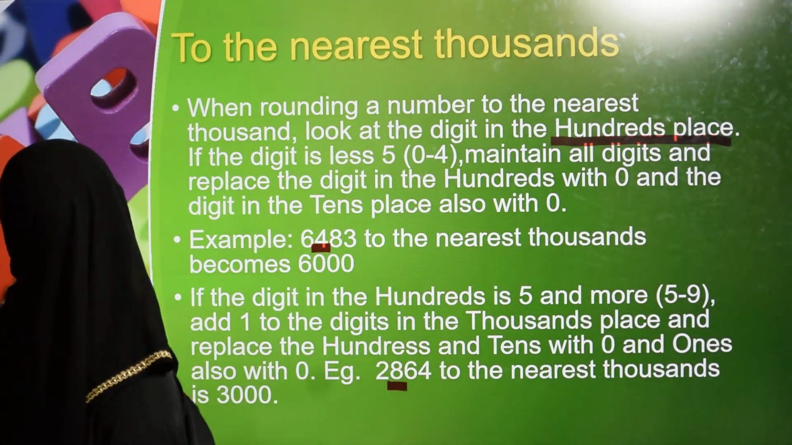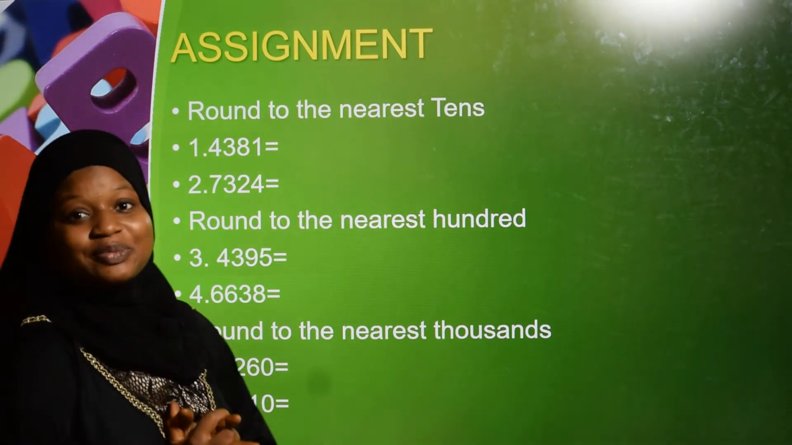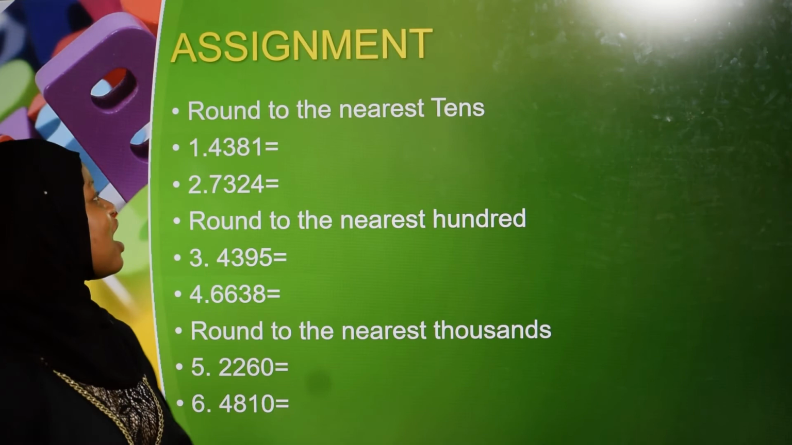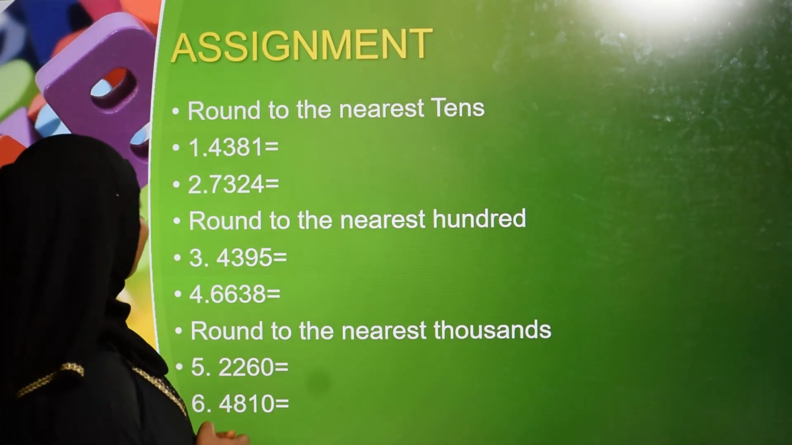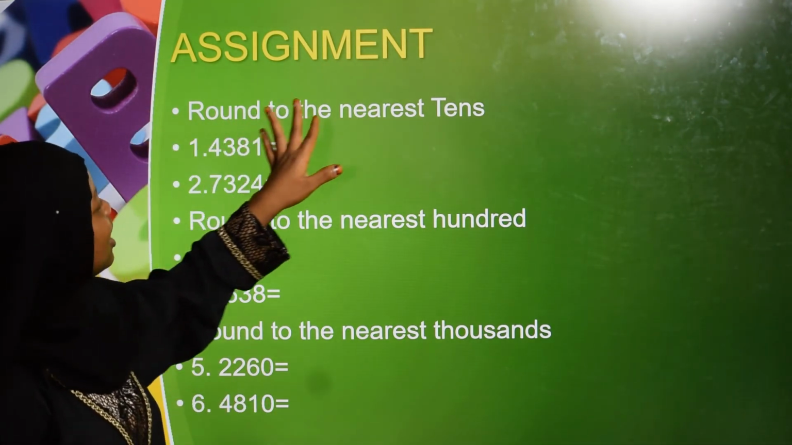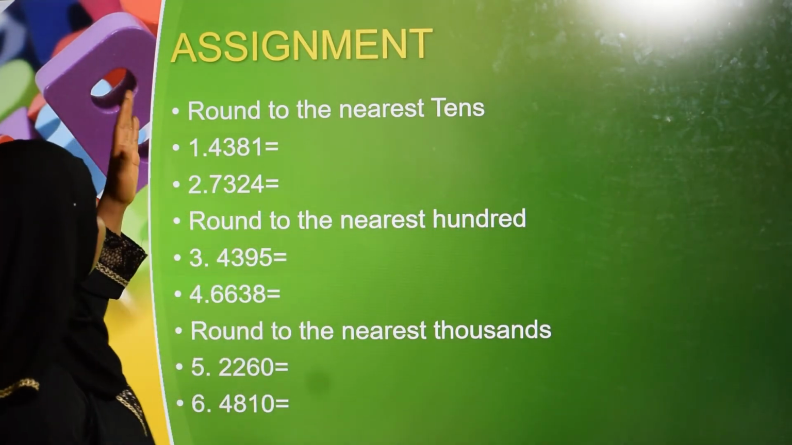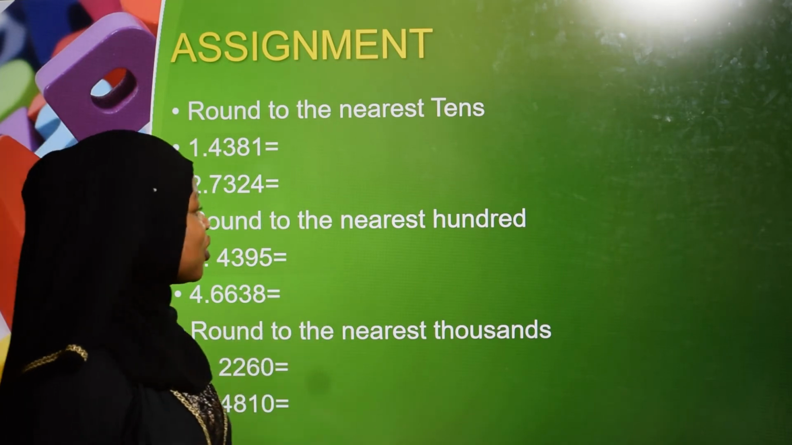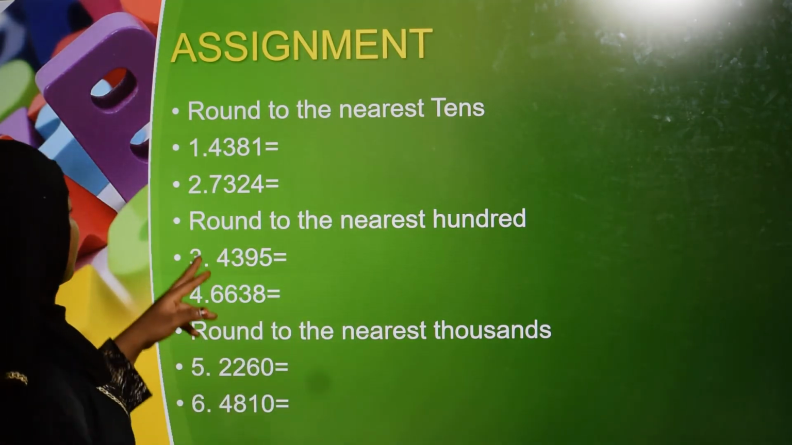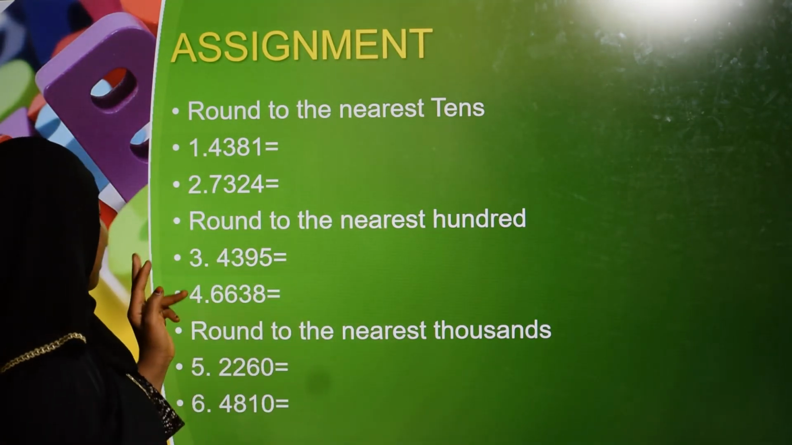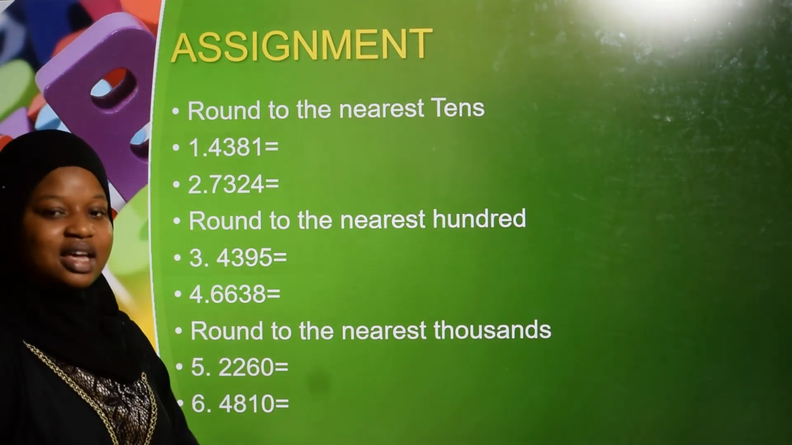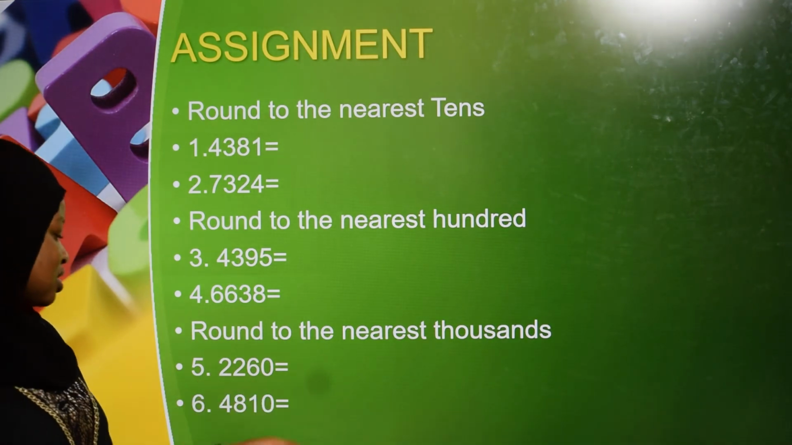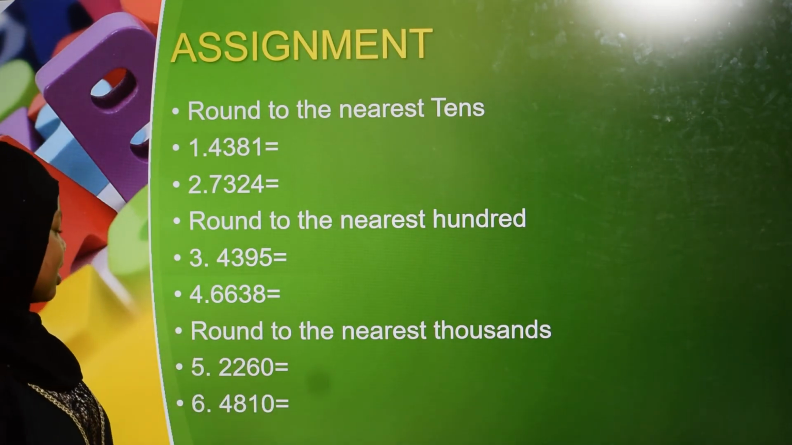So now let's look at assignments. Inshallah, I would like you to try your hands on these assignments, and then you send it to me for vetting. So round to the nearest tens. We have 4,381, 7,324. You round to the nearest hundred. We have 4,394, and then 6,638. And then you round to the nearest thousands. We have 2,260, and then 4,810.